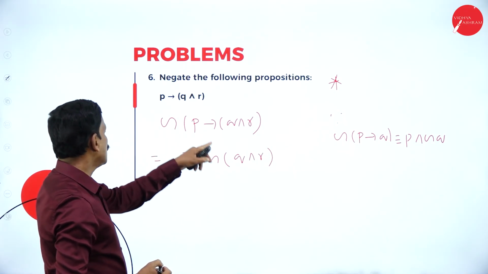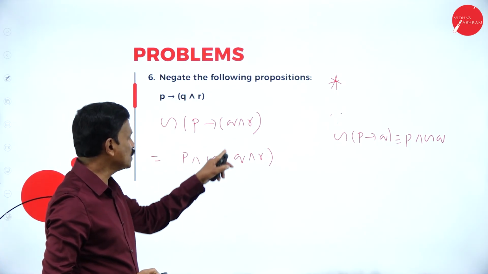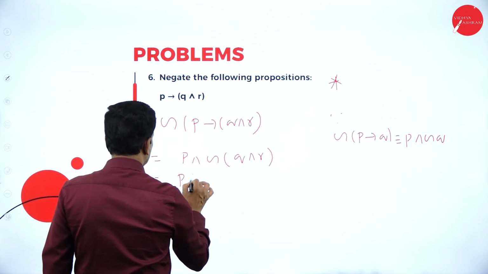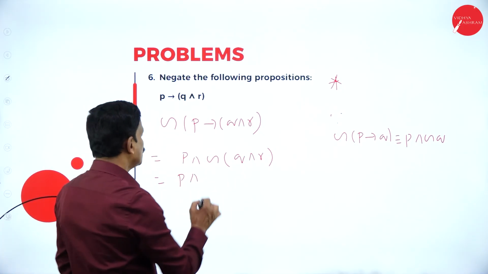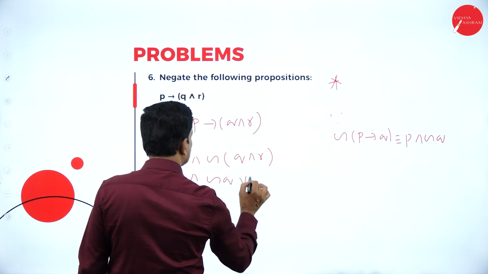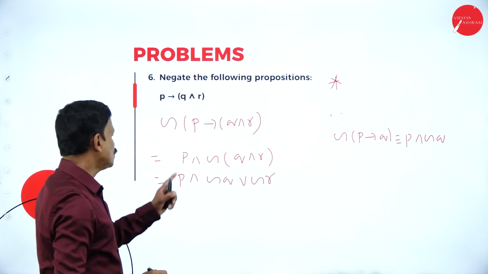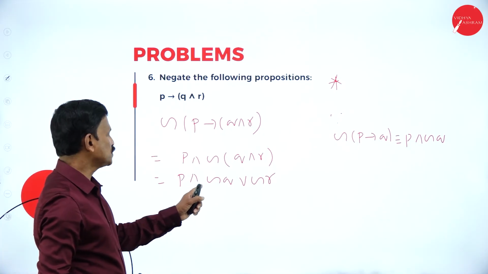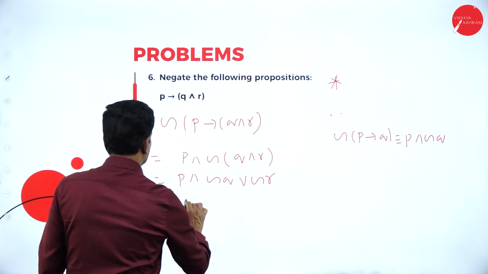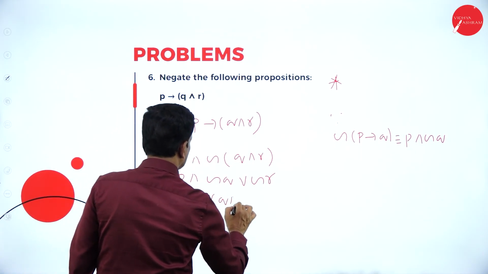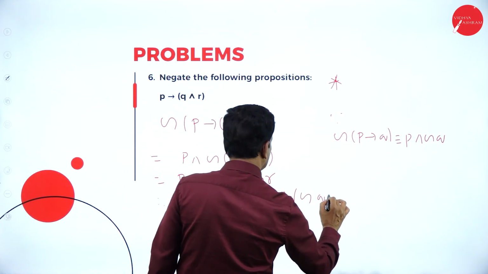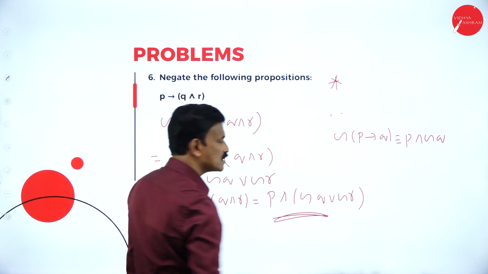P as it is and conjunction of negation of Q conjunction R, okay? Now using De Morgan's law, this can be written as P conjunction negation of this Q conjunction R is nothing but negation of Q, conjunction becomes disjunction negation of R. So negation of Q conjunction R becomes negation Q disjunction negation R, right? So therefore the answer for this, P conditional to Q conjunction R, is equal to P conjunction negation of Q disjunction negation R. That's it. This is the answer, okay?